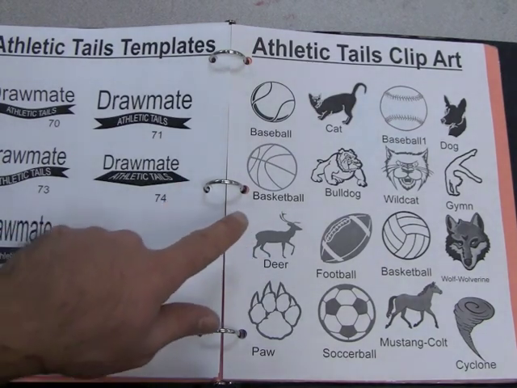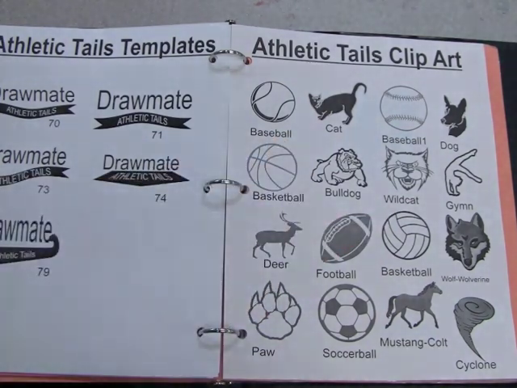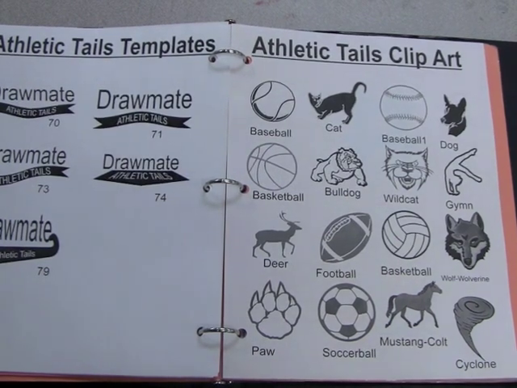Another option we can do is add a clip art. These are the clip art that we have for options for you to put in. If you choose one of your clip arts as well, write down the name. So go ahead and pause your video and select your athletic tail template that you're going to use for your project.